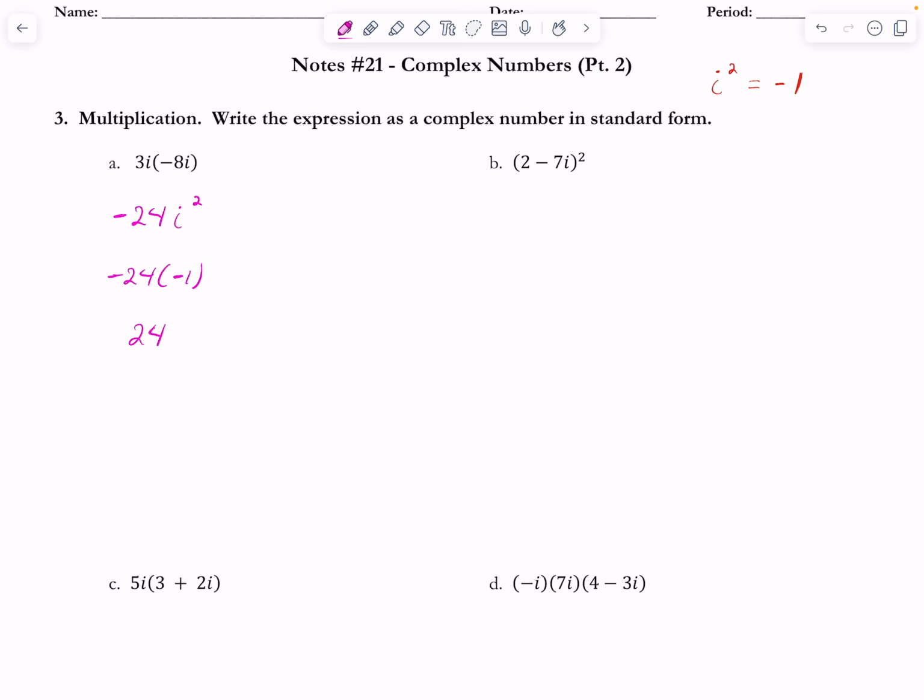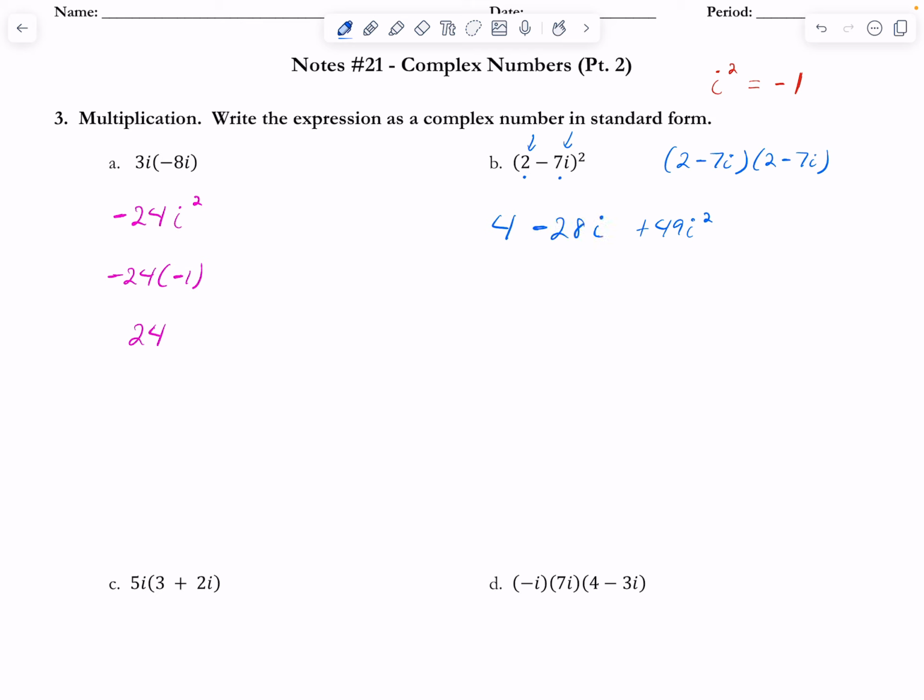No imaginary pieces anymore. All right, the next one, if you wanted to, you could write as 2 minus 7i times 2 minus 7i, or you could expand like we did in Unit 1, where you take the first term and you square it. You take the second term and you square it, which is plus 49i squared. And to get the middle term, you do the first term times the second term times 2. So that's 2 times -7i, which is -14i. Double that, and you get minus 28i.